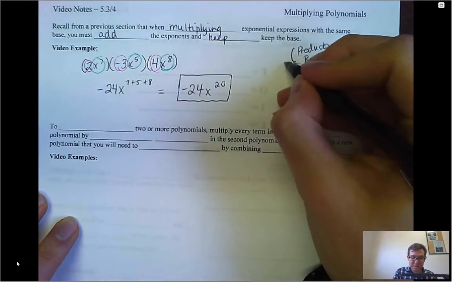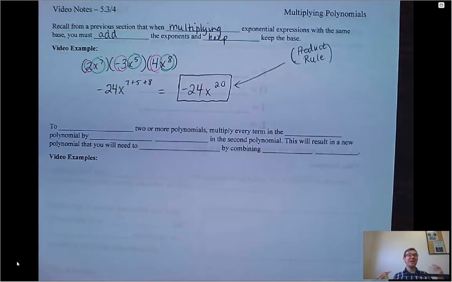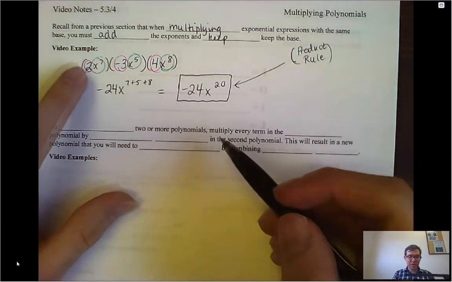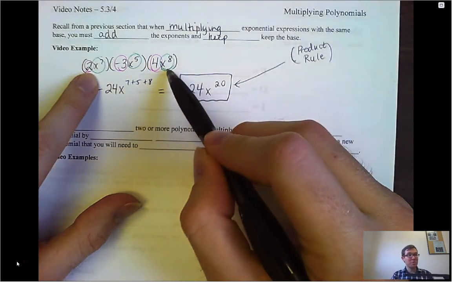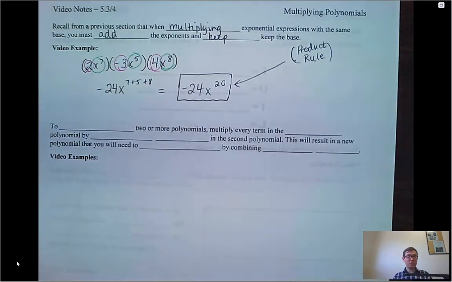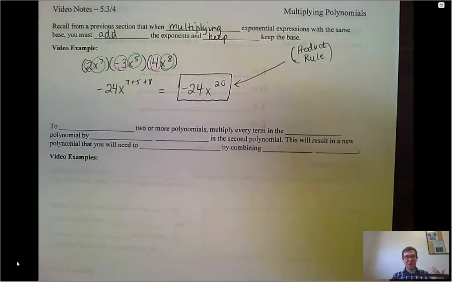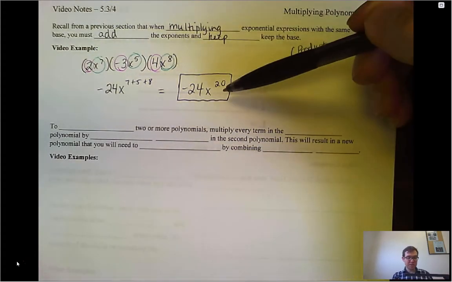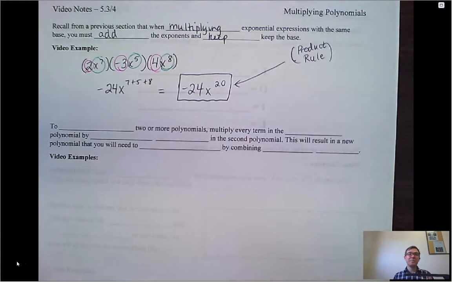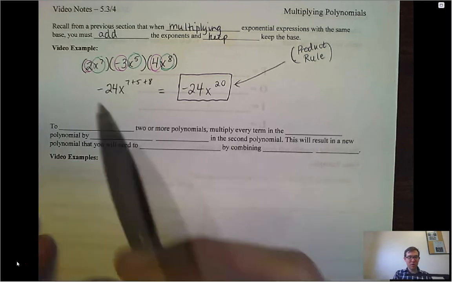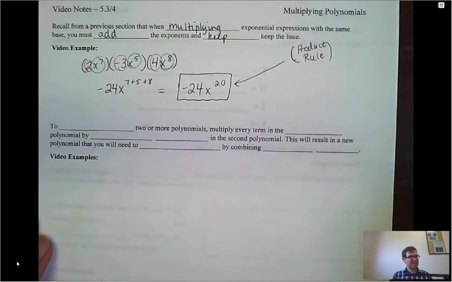Again, that is the product rule that says we can add our exponents when the bases are the same. In this example, we were multiplying polynomials of one term each, in other words, multiplying together 3 monomials. But in this section, we're going to look at how not just to multiply monomials by other monomials, but also monomials times binomials times trinomials and so on. So we're going to look at a little more than just multiplying things like this.